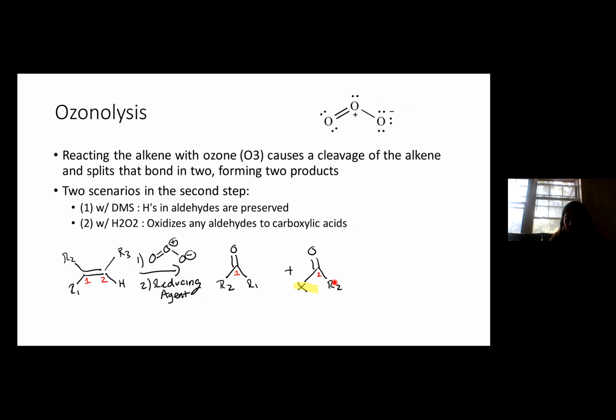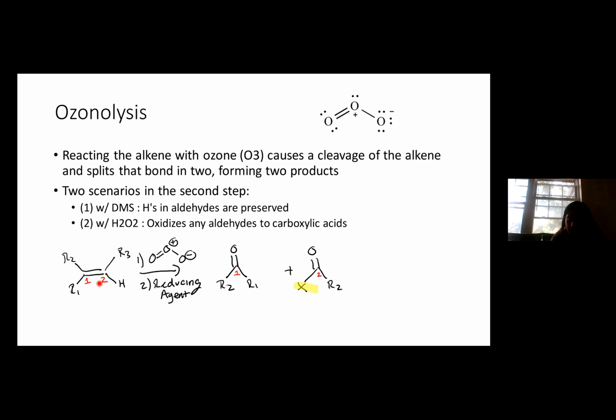So there's two different scenarios, right? This reaction has two steps, one being reacting with ozone and the second one reacting with either DMS or H2O2. Whatever the second step is, that's going to change your products. If you have DMS as your second step right here, then all the H's in the aldehydes are going to be preserved. So let's look at this molecule right here, this alkene.